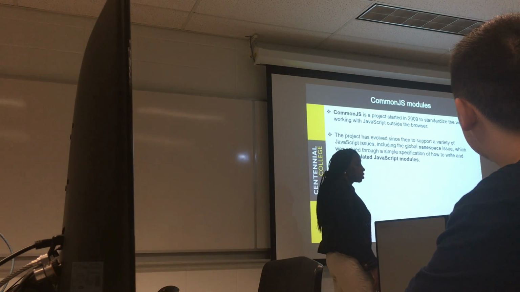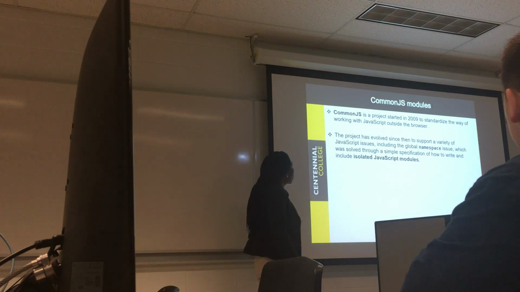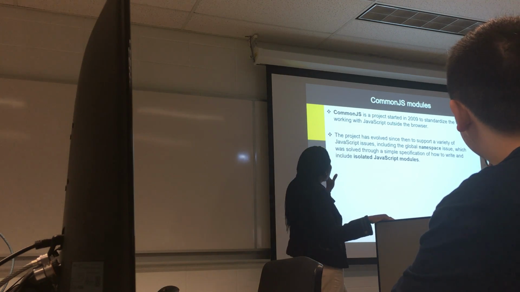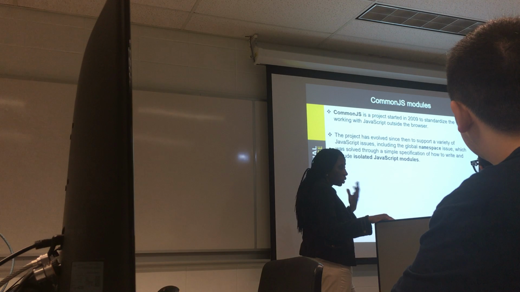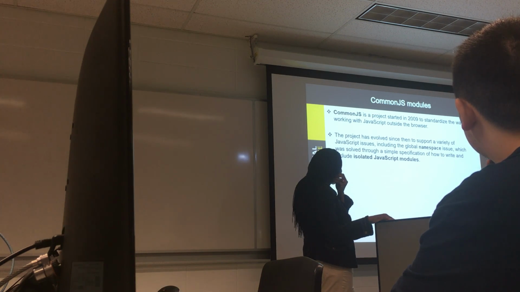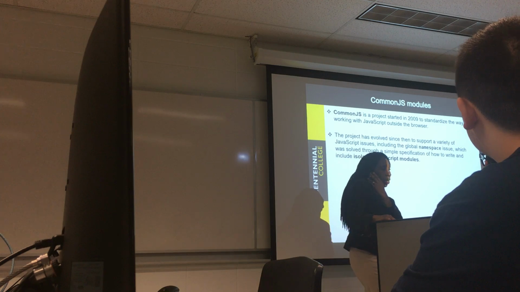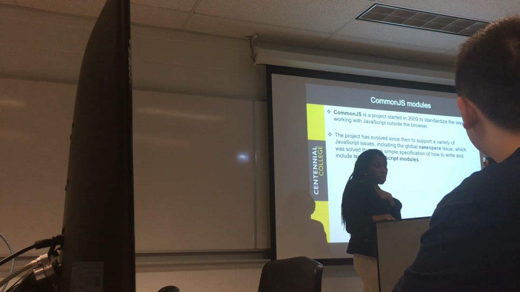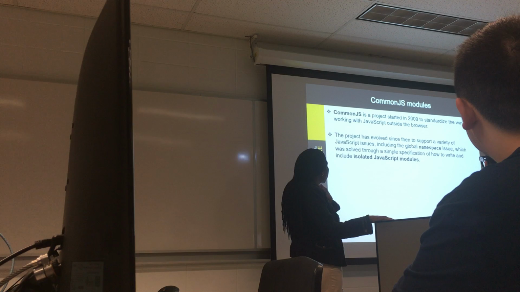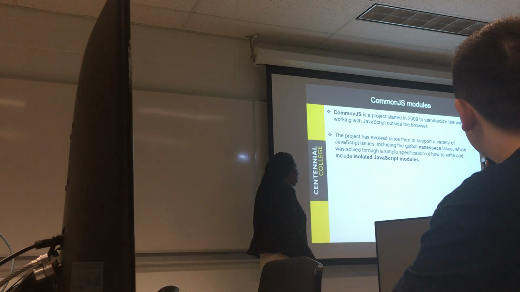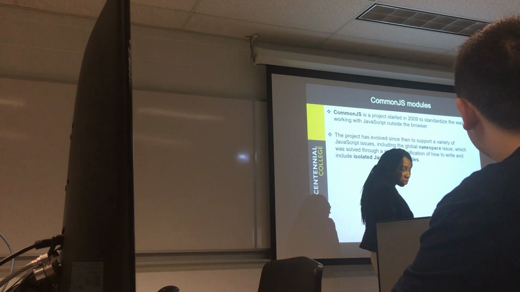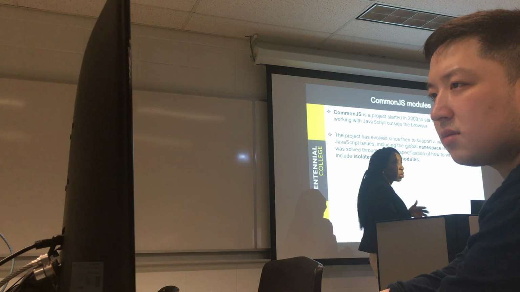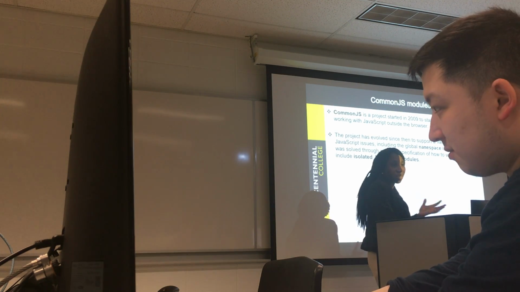Okay, so the CommonJS module basically started in 2009 to standardize the way of working with JavaScript outside the browser. So if you want to work with JavaScript outside the browser, it tells us to create a standard. It came into existence to support a variety of JavaScript issues, including the global namespace issue, which was resolved through a simple specification of how to write and include isolated JavaScript modules. So CommonJS came into existence so as to be able to support JavaScript, right?